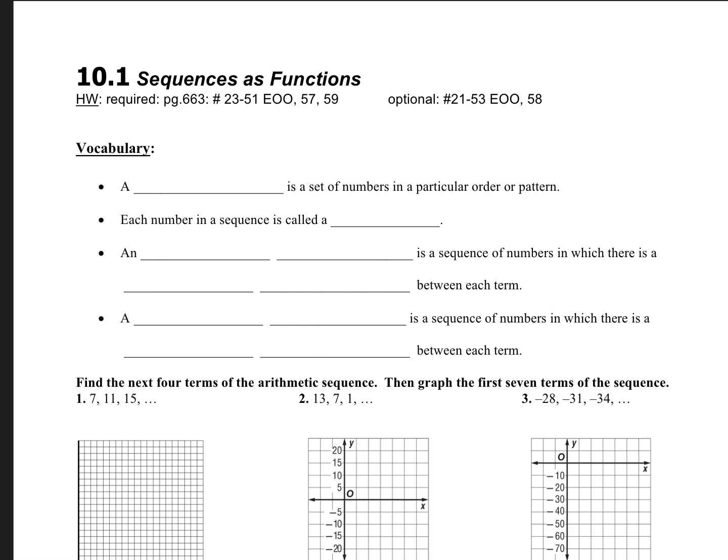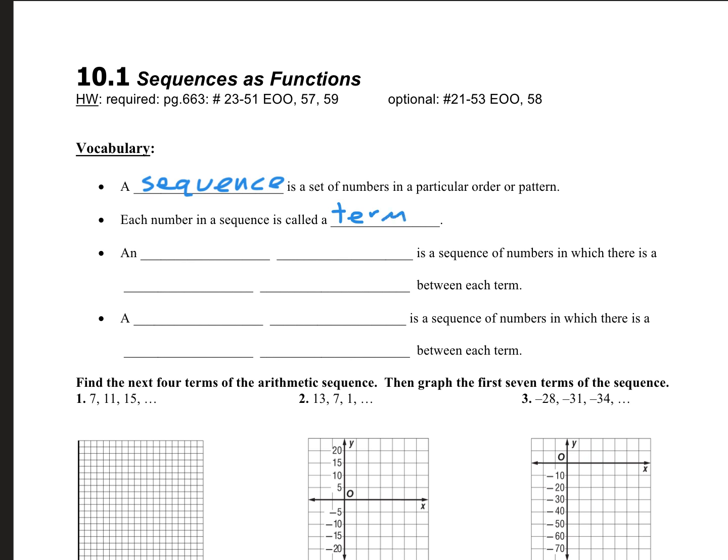10.1 is about sequences. A sequence is a set of numbers that follow a pattern. Each item or number in a sequence is called a term.